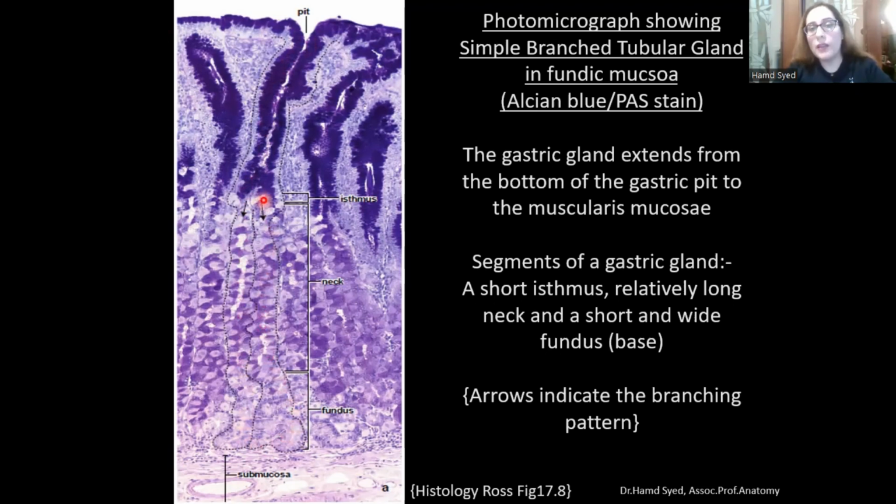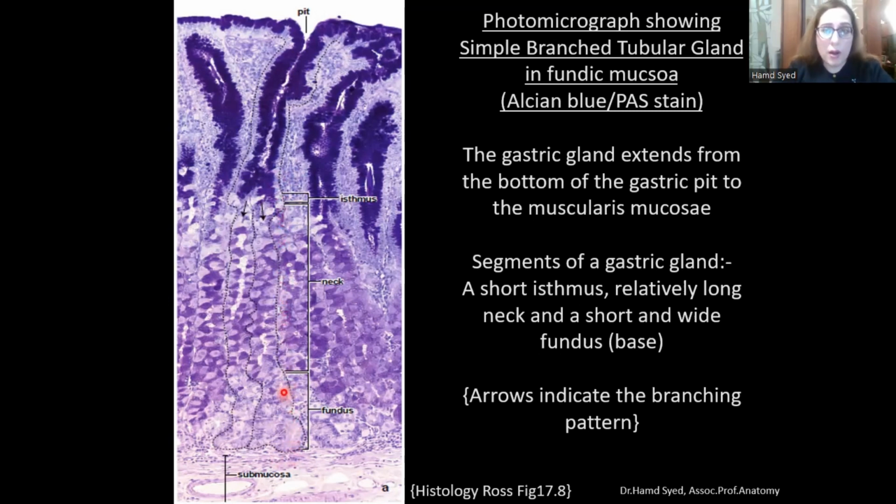So the gastric gland itself actually starts from the bottom of the gastric pit. This is the gastric pit, and right now I have fixed the laser pointer at the region which is the bottom of the gastric pit. So this is the point from where the gastric gland actually begins, and then it extends all the way down to the muscularis mucosae. So this portion is now the gastric gland.